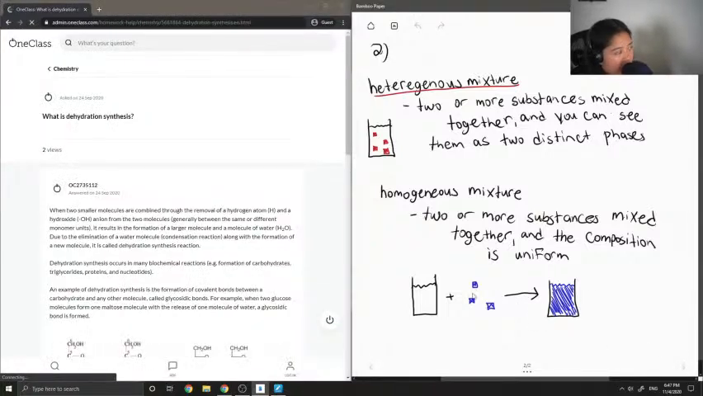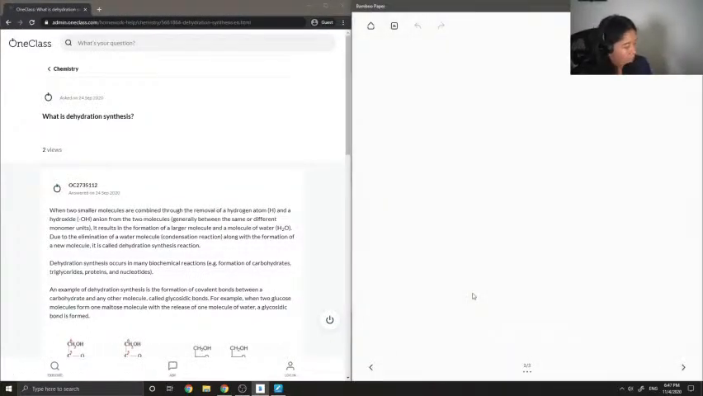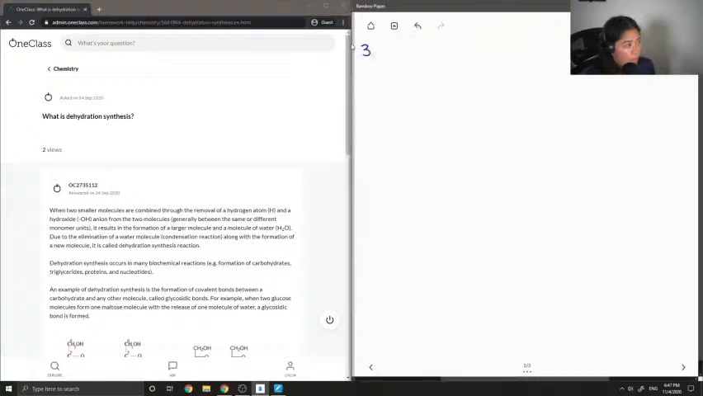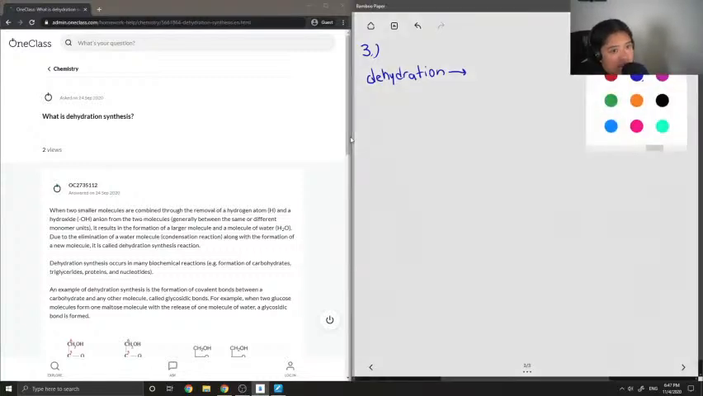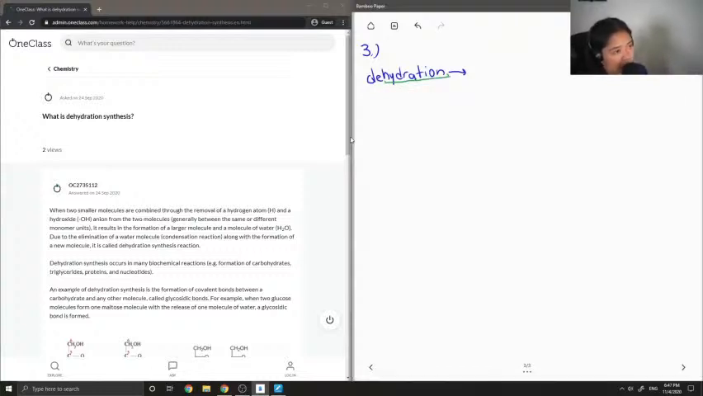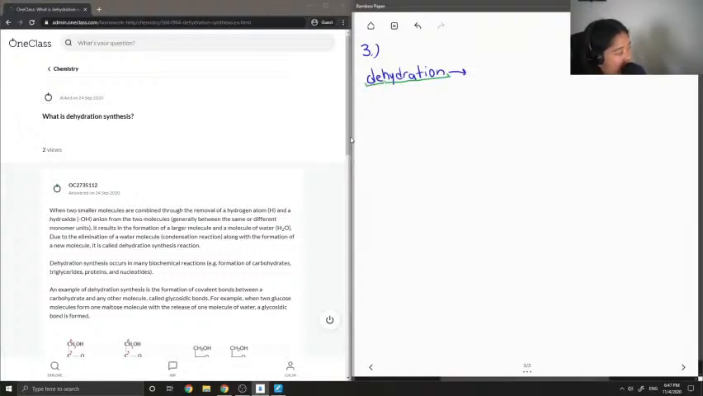Okay, so now let's move on to question number 3. What is dehydration synthesis? So let's first just analyze the word dehydration. On the right side, you have hydration, so something involving water, and then there's a prefix of D in front of it. So it's kind of like the removal of water.